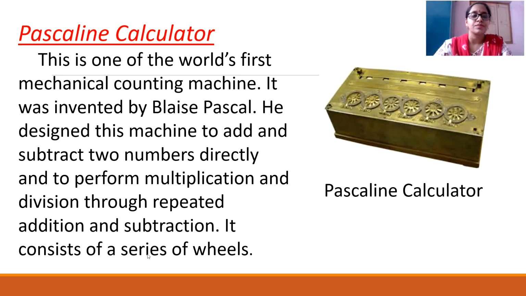Pascalian calculator. This is one of the world's first mechanical counting machines. It was invented by Blaise Pascal. He designed this machine to add and subtract two numbers directly and to perform multiplication and division through repeated addition and subtraction. It consists of a series of wheels.